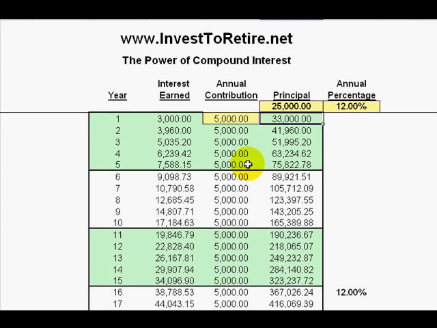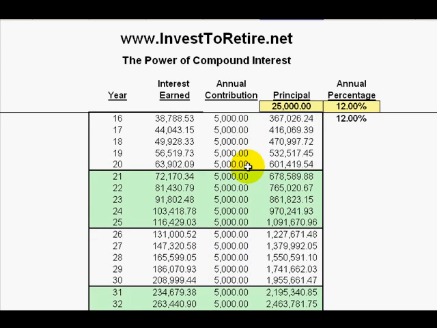And let's scroll down. After 30 years, you can see that you've almost got $2 million. So if you start out at age 40 and do the 30 years to the age of 70, you'll be right at $2 million.